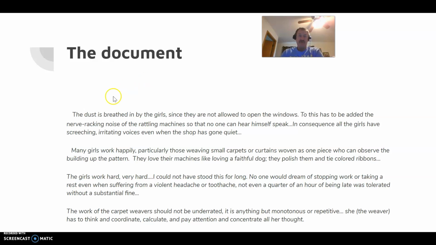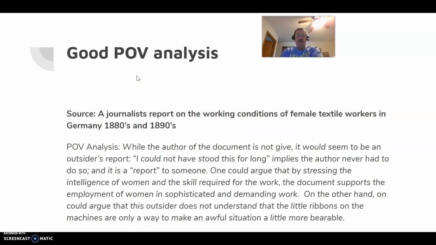So I'm going to go to the next slide, and here's where that document on the last slide came from. It's a journalist's report on working conditions of female textile workers in Germany, 1880s, 1890s. So if we're looking at the attribution, we have a journalist. We have a report. We don't have the name of a journalist, but we do have a report. Textile workers, female, and dates in a country. So looking at all of that, and knowing what was in the document on the last slide, here's a good example of point of view analysis.